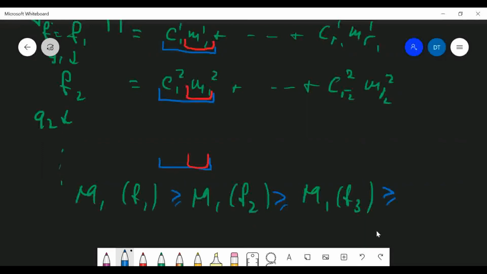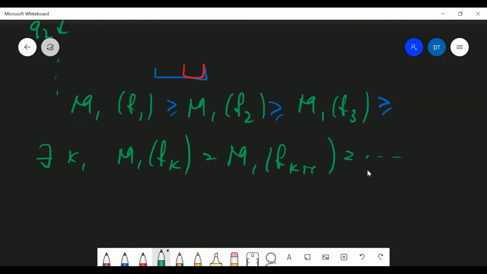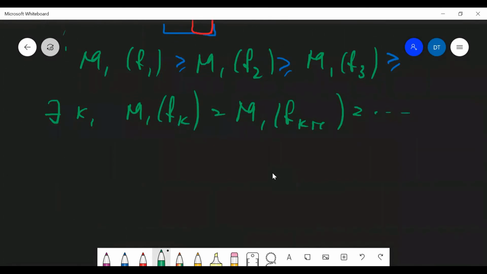But by the previous claim, we know that every strictly descending chain of monomials halts. But this one is an infinite sequence. So it simply means that from some point, all the monomials will be the same. So there exists an integer k1 such that m1 of fk1 is equal to m1 of fk1 plus 1, and so on. Let me denote this monomial by m1 star.